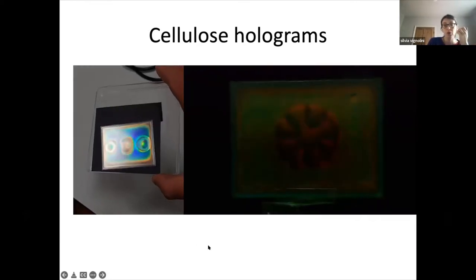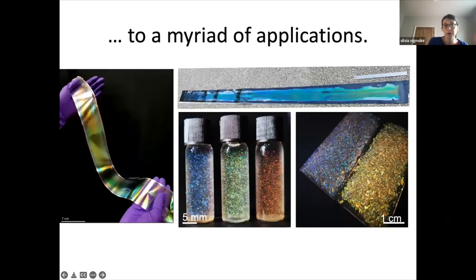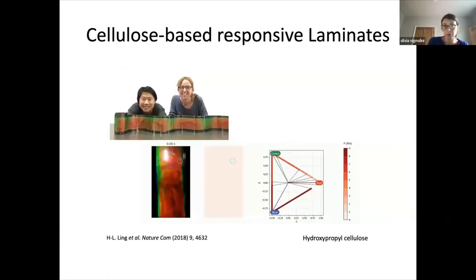And also, let me just show you. And now we can also make them on large scale using large-scale equipment. And we use them, for example, for making pigment and glitters. This is what we do in the lab. And what is actually nice is that this material can also be responsive, and they are made only of cellulose. This is what I want to insist on.